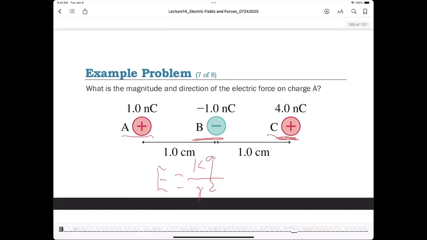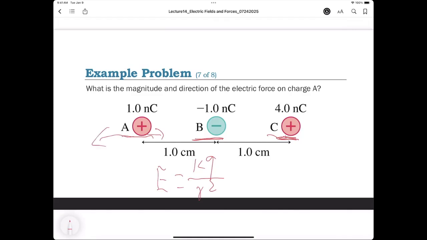Then you can calculate the force and you know the direction. For this one, this direction will be like this, and this direction will be this one. You can decide the direction by which one is greater and which one is smaller. I just give you a hint. You can calculate by yourself.